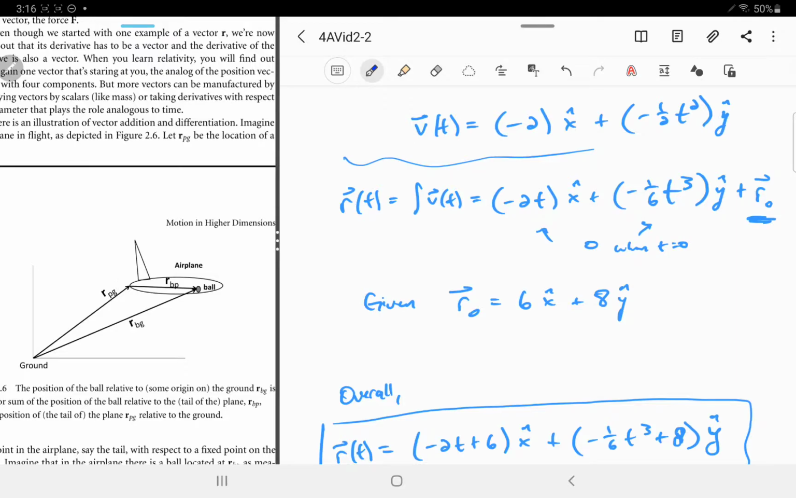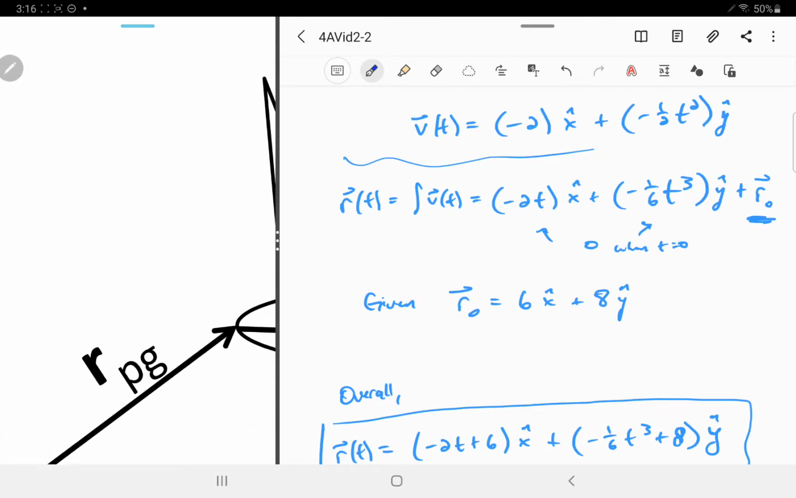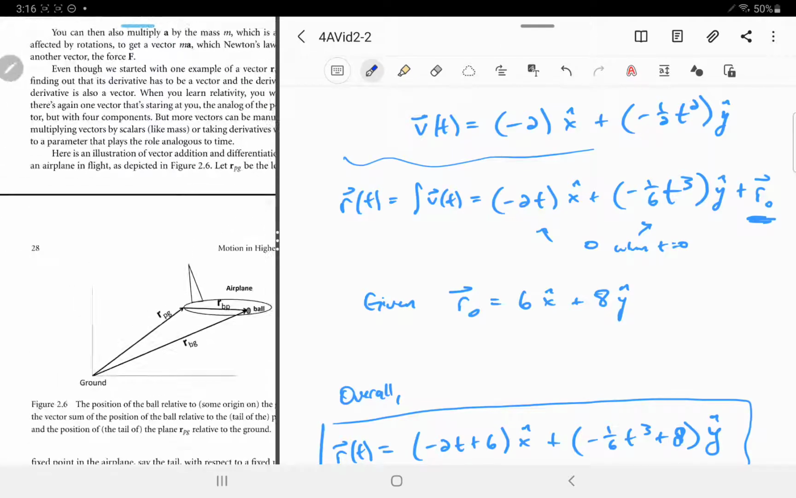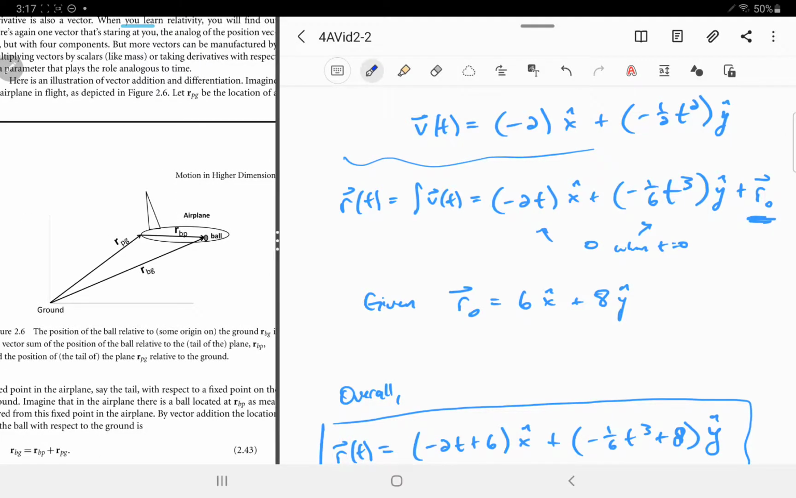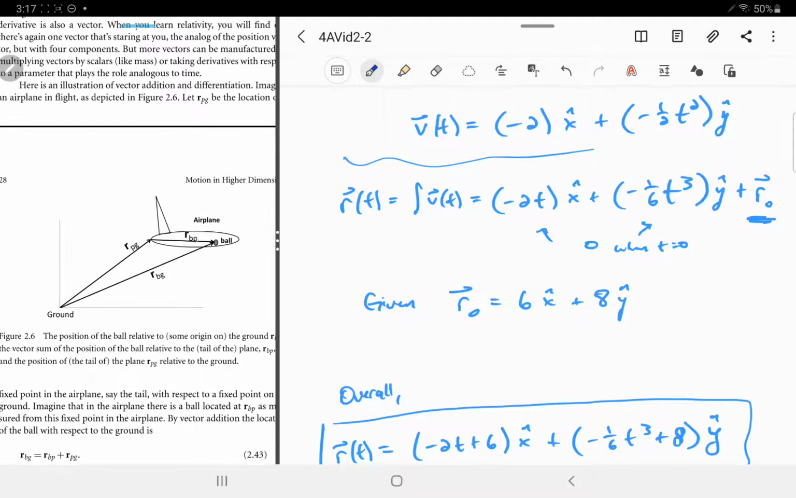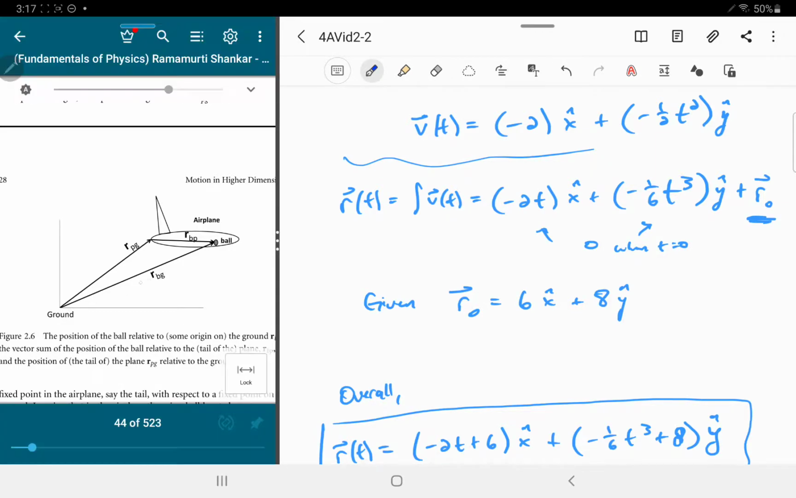So this RPG right here, RPG is the plane relative to the ground. And then it's tracking, so I guess the back of the plane is the position of the airplane, just to be exact about it. And then they're talking about a ball in the plane, which can be at a different spot in the plane. So our ball relative to plane. So where the ball is relative to the ground, it looks like it's just the vector addition of these two, right? The plane relative to the ground and then the ball relative to the plane. And when you add those two, you get the ball relative to the ground.